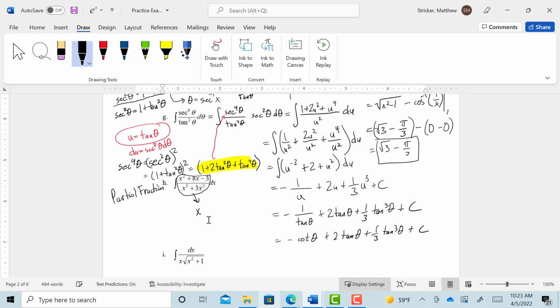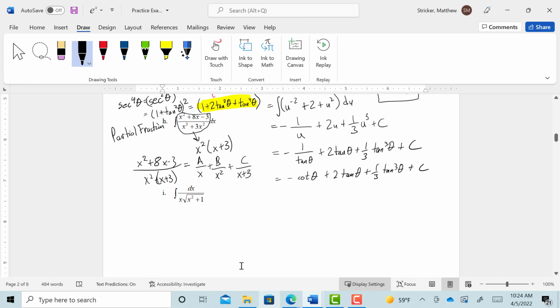The bottom, you have to factor out an x squared, which leaves x plus 3. And so when you go to rewrite this, when you have x squared plus 8x minus 3 over x squared times x plus 3, we have a repeated linear factor. So that repeated one is going to be A over x plus B over x squared, right? And then we have plus C over x plus 3. So you can go ahead and finish that one.